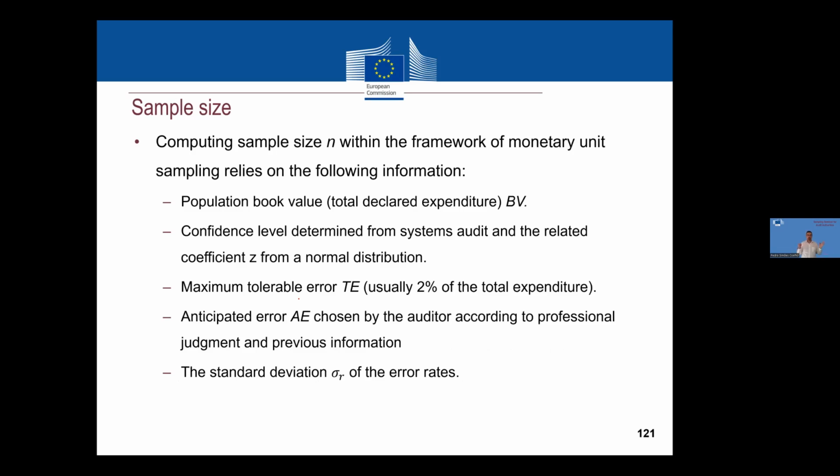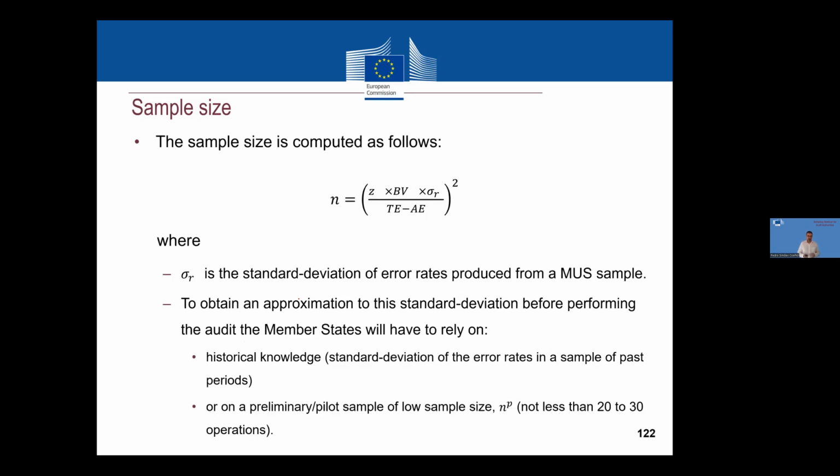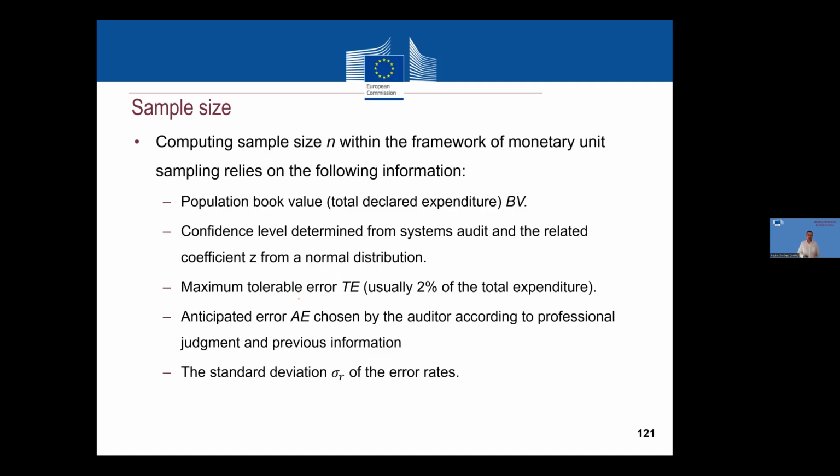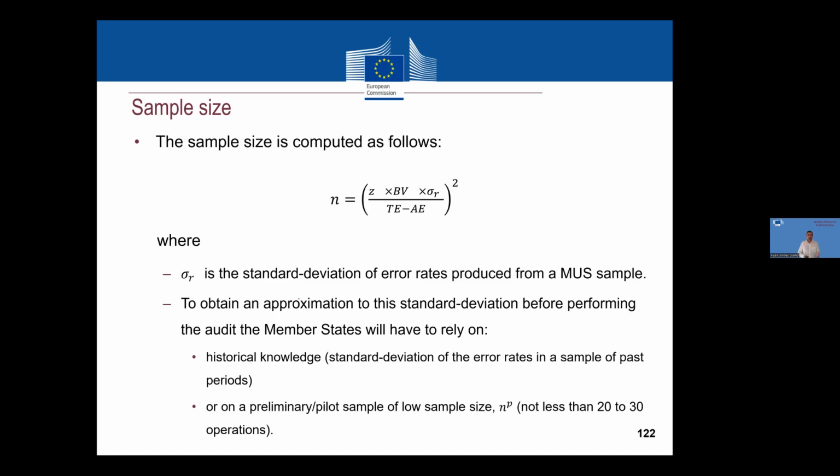So step by step, what do we need to know in order to calculate the sample size for MUS? Very much the same parameters with some adaptations. You can look into this formula and see what are the common things. Z is the same thing as before, a parameter from the normal distribution associated with our confidence level, and our confidence level itself is the result of our evaluation about the reliability of the control system. Now, instead of capital N, which is the population size, we use BV, which represents the population book value, I mean the total declared expenditure. Then the tolerable error is the same thing as before. Tolerable error is 2% of the expenditure, no doubt.